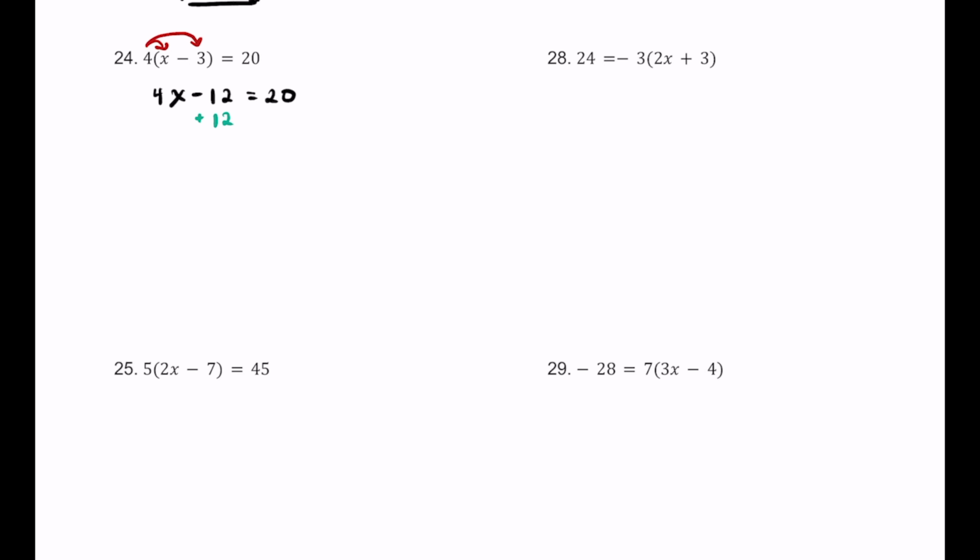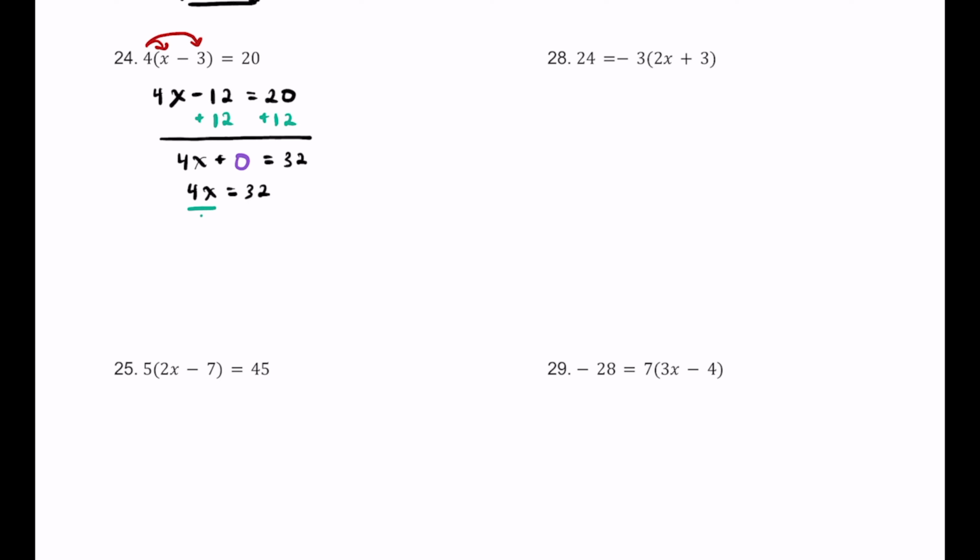Then we're going to go ahead and use the addition property of equality and add 12 to both sides. On the left, we'll have 4x plus, and we're going to have to write the 0 here because that's what negative 12 and positive 12 combine to make. 20 plus 12 is 32. And then we're going to drop the 0 using the identity property.